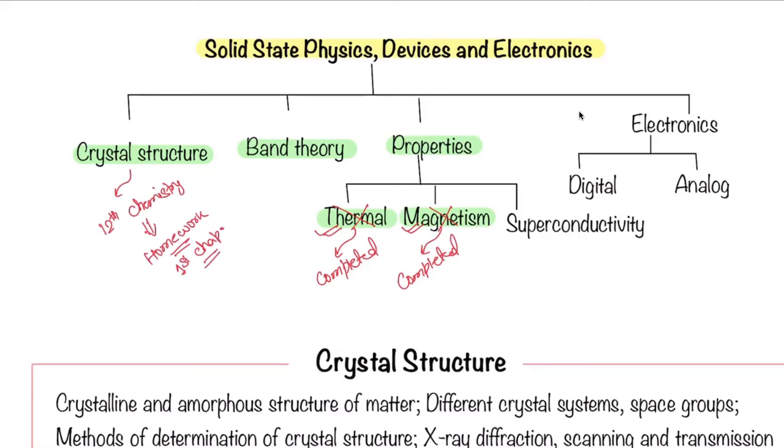Now, what else are we going to study? We will focus on superconductivity, right? So these three topics, crystal structure, band theory, and superconductivity, are very, very super important here, right? Now come to the electronics. In electronics, we will focus more on the digital part. Why? Because the analog part is a little bit open-ended. We cannot assume the type of question that can be asked from here, right?